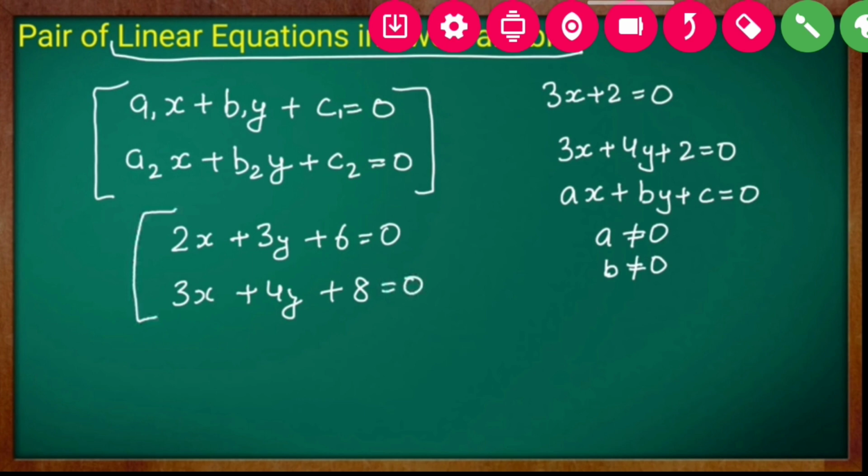So, a pair of linear equations means two equations. The first equation is a1x plus b1y plus c1 equals 0, and in the second equation we write a2x plus b2y plus c2 equals 0. Now compare it with ax plus by plus c.